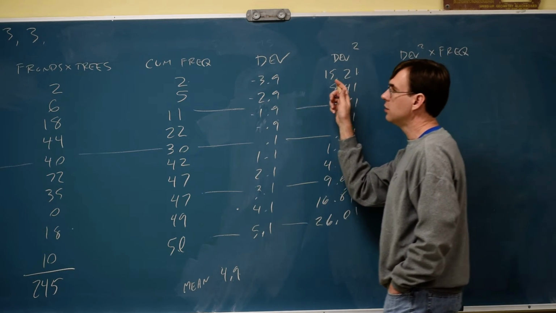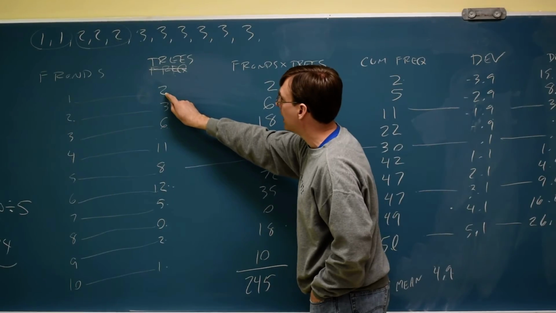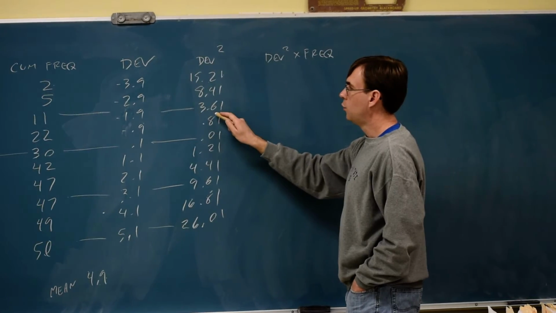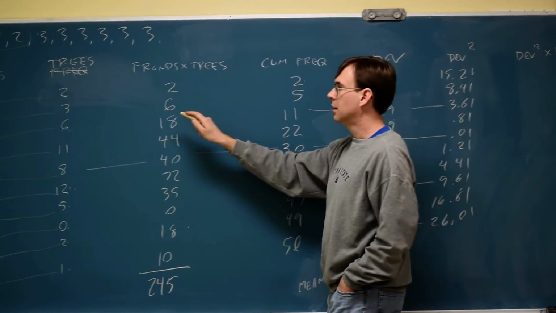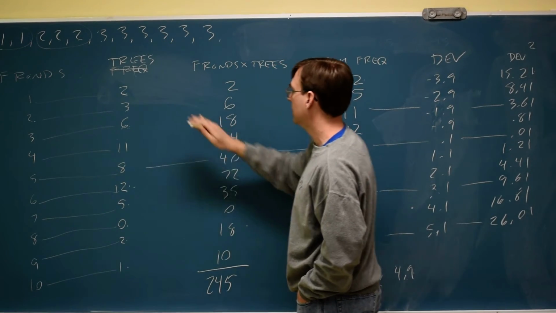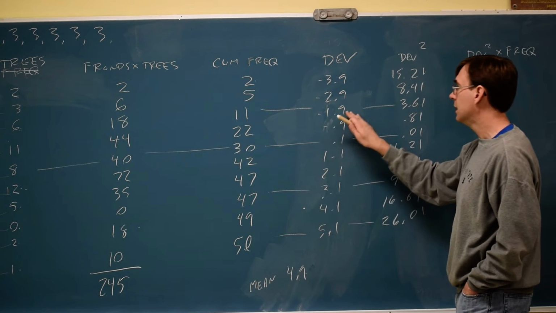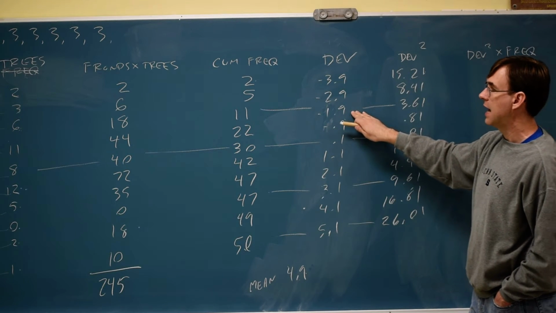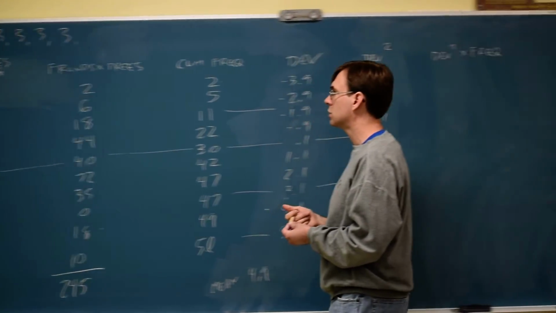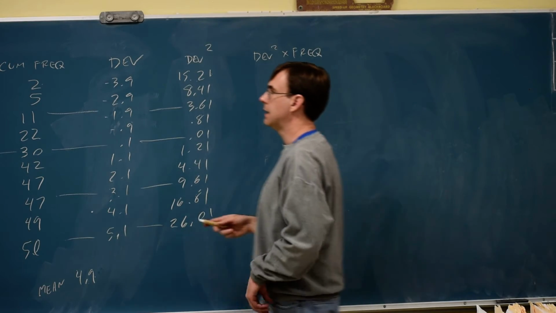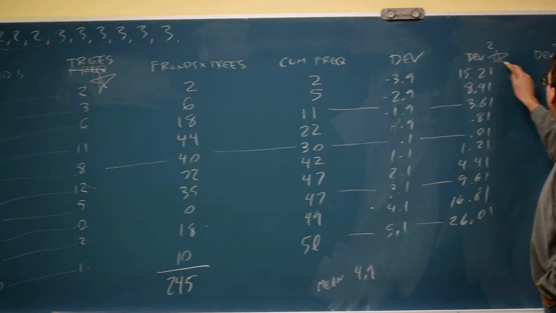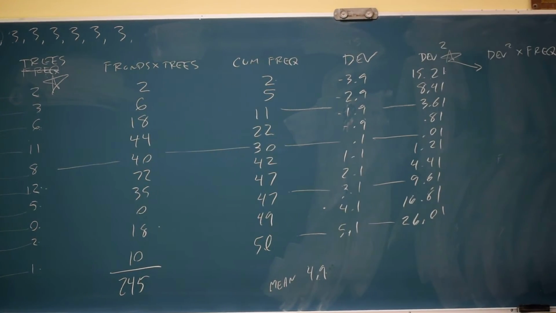We need this 15.21 to get counted twice. We need 3 of this number. We need 3.61 to be counted 6 times because it's there 6 times in the list. 3 separated from 4.9 is 1.9 away. But for us to have an accurate list and computation on this, we have to take into account there were 6 of those 3s. There weren't just one of those. So I need to take this column times this column to feed into the next column up.